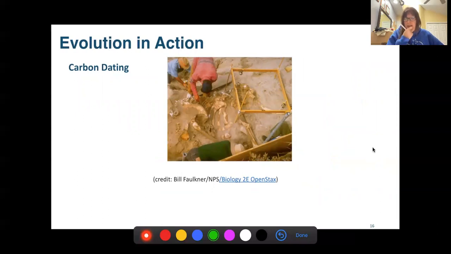All right. Carbon dating, you guys have all heard of carbon dating. And so carbon dating, we use carbon 12 versus what's called carbon 14.